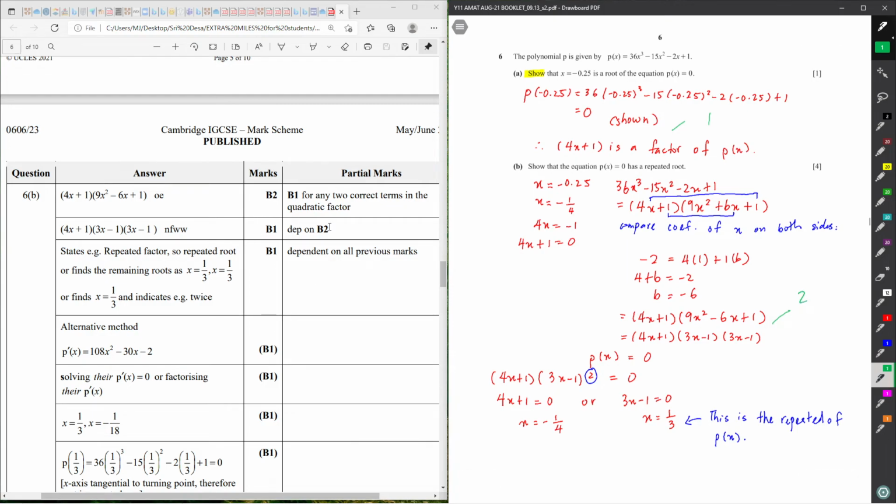Then next, watch out for this, because the following mark depends on the previous 2 marks. So if you do not get marks from the previous part, then you will lose marks from here as well. Because here they put NFWW, not from wrong working. Alright, so I score my next mark, the 3rd mark for this question. And last, state repeated root, of finding the remaining roots as x equals 1/3, or find x equals 1 over 3 and indicate twice.